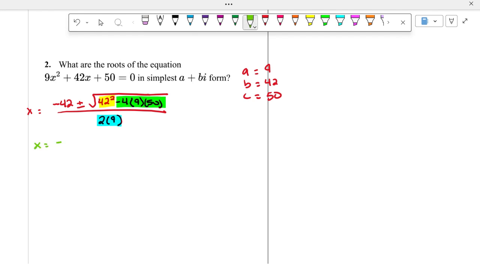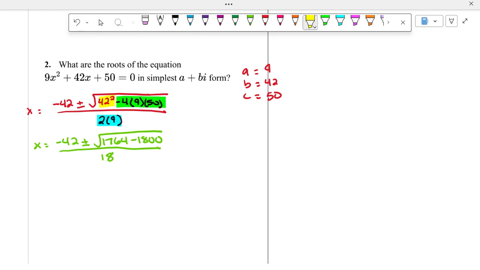So I have x equals negative 42 plus or minus. What's 42 squared? You guys got a calculator, use it. So what's 42 squared? 1764. Now, what's negative 4? Don't forget the negative. Negative 4 times 9 times 50. Negative 1800. All over 2 times 9, which is 18.